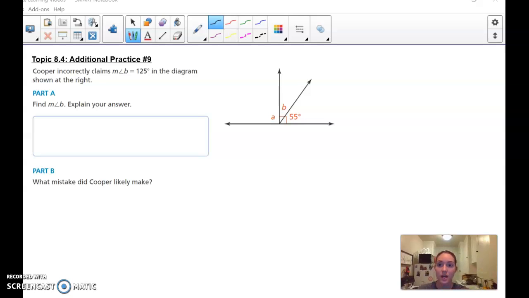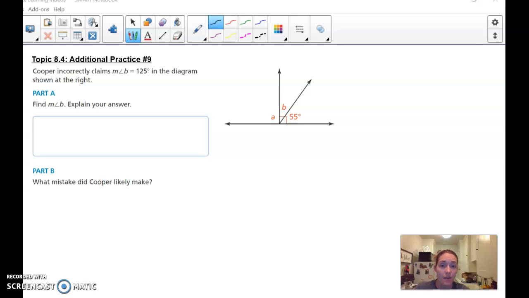All right, we are looking at topic 8.4, our additional practice problem number 9. It says Cooper incorrectly claims that the measurement of angle B is equal to 125 degrees in the diagram shown at the right. Part A says find the measure of angle B and explain your answer. And part B says what mistake did Cooper likely make?